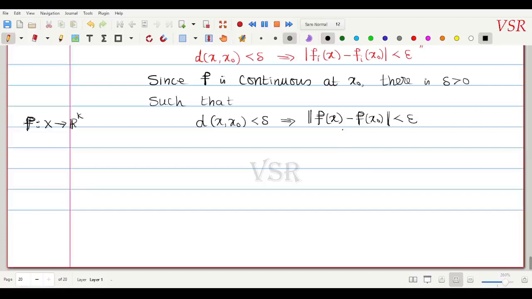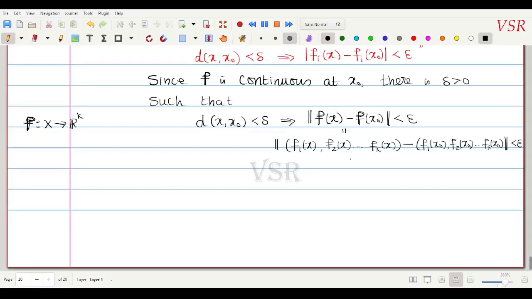This is defined to be the norm of (f1 of x, f2 of x, ..., fk of x) minus (f1 of x naught, f2 of x naught, ..., fk of x naught). Okay, this is going to be less than epsilon.